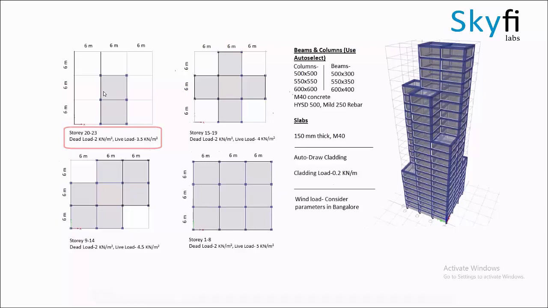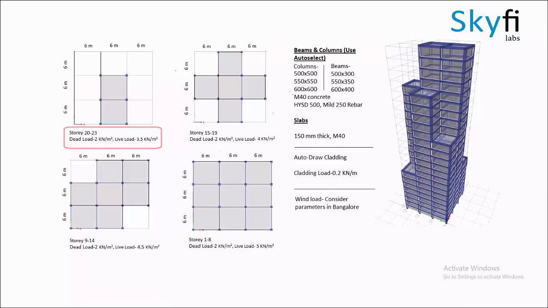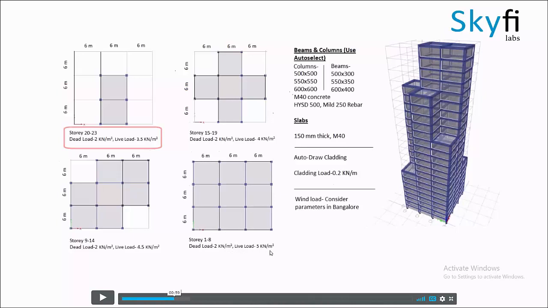Some of the parameters used in these buildings are: all the dead loads are given as 2 kilonewton per meter square for all the floors, and the live loads vary in most of the floors. For story 1 to 8 we have 5 kilonewton per meter square as live load. For story 9 to 14 we have live load as 4.5 kilonewton per meter square. For story 15 to 19 we have live load as 4 kilonewton per meter square, and for story 20 to 23 we have live load as 3.5 kilonewton per meter square.